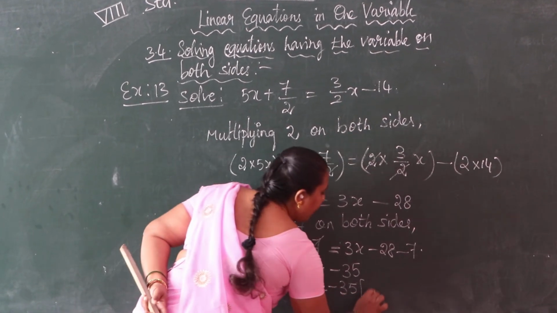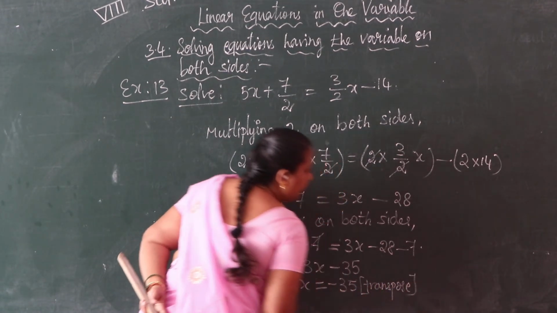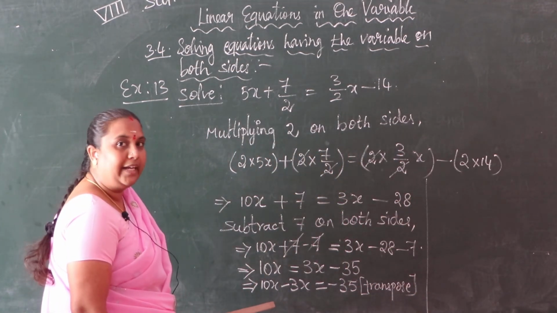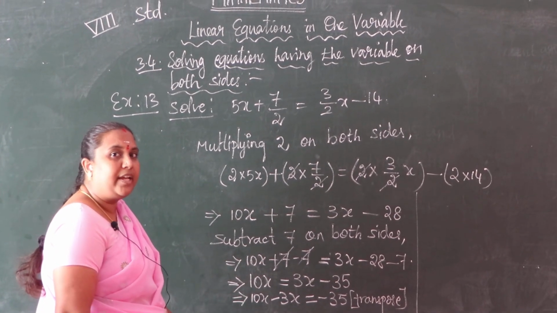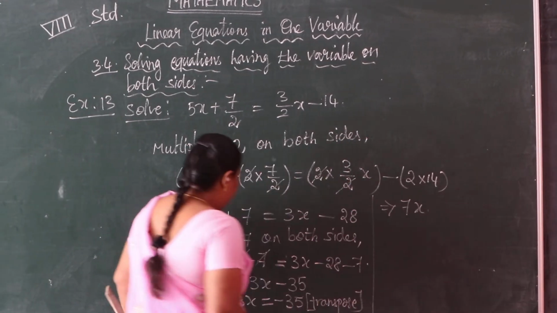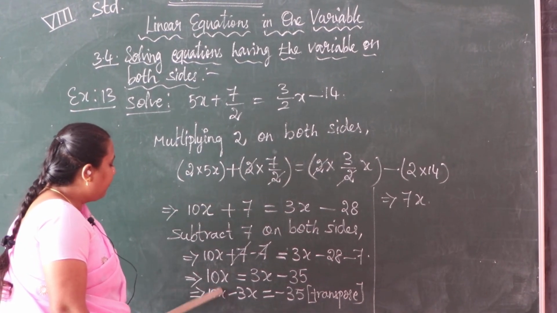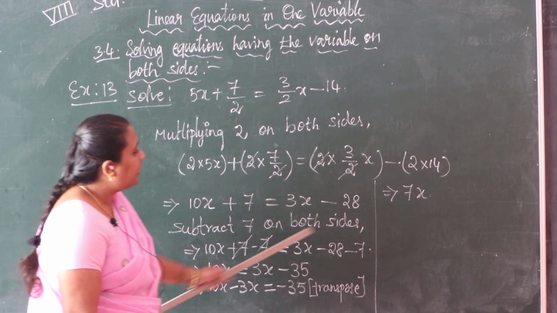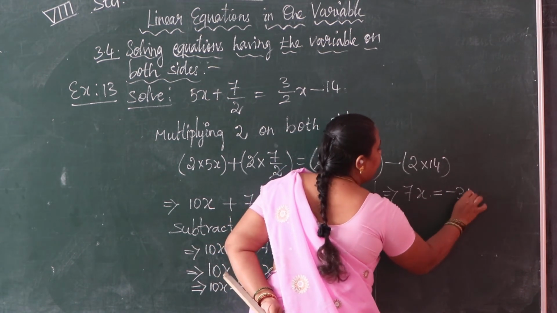Here we use the transposing method. Then we should use 10x minus 3x. What is 10x minus 3x? 7x. 10 minus 3 is 7, and which is the sign of the bigger number? Plus. So we are writing plus 7x equals minus 35.